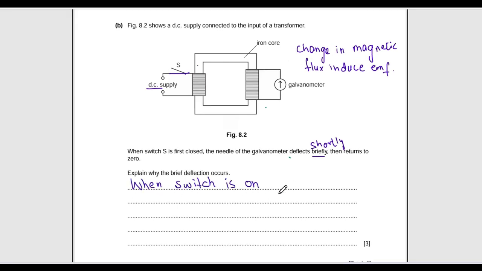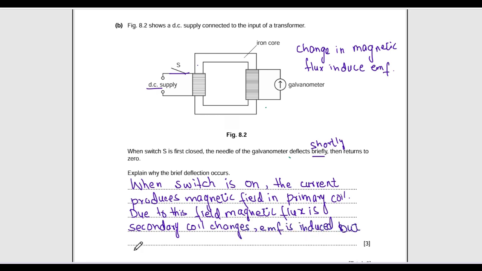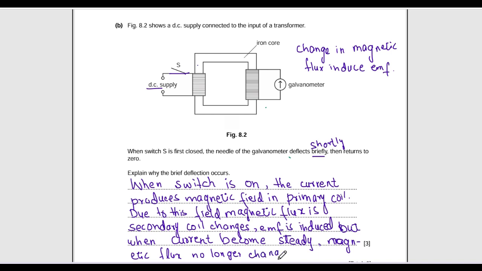When the switch is on, the current produces magnetic field in the primary coil. Due to this field, magnetic flux in the secondary coil changes. EMF is induced. When current becomes steady, magnetic flux no longer changes, and so there is no deflection, as no EMF is produced.